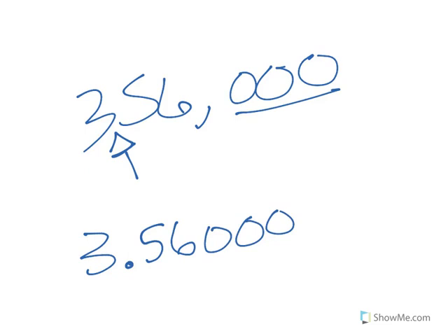3.56. And all the zeros, since it's a decimal, we don't have to put the zeros after, because 3.56 is the same as 3.56 with 3 zeros. And that's just a waste of our time. So we're just going to put 3.56 and ignore all the rest of the zeros afterwards. And so that's what our number is going to be.